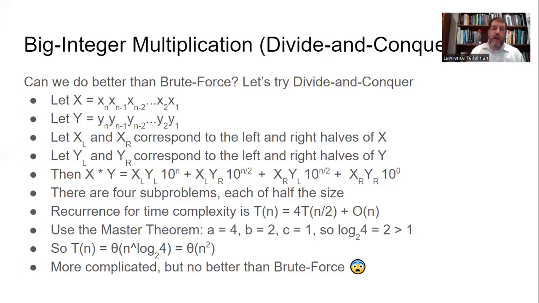So we have 4 subproblems, and each is half the size. Why are they each half the size? Everyone see the 4 subproblems? Here's one subproblem. There's another subproblem, another subproblem, another subproblem. So we have 4 subproblems. Why is each half the size of the original?